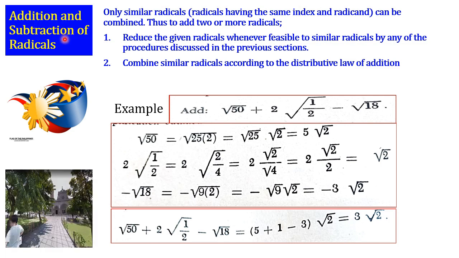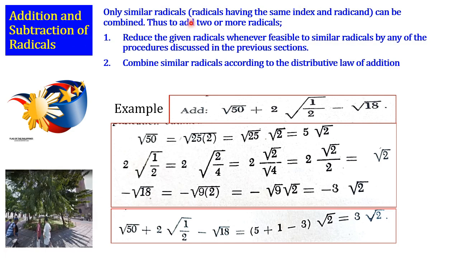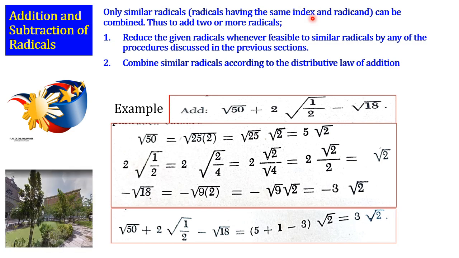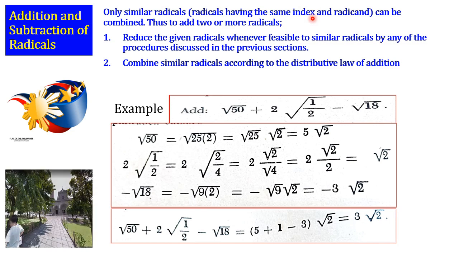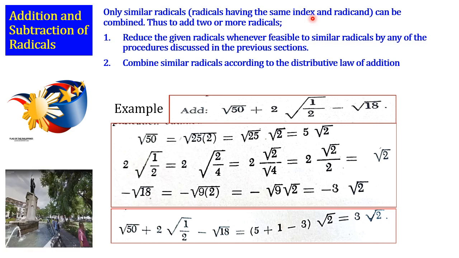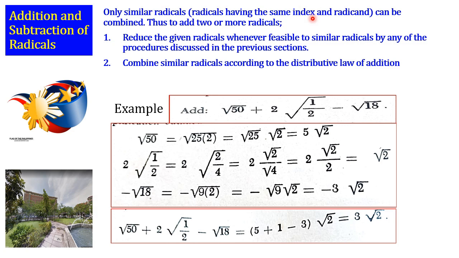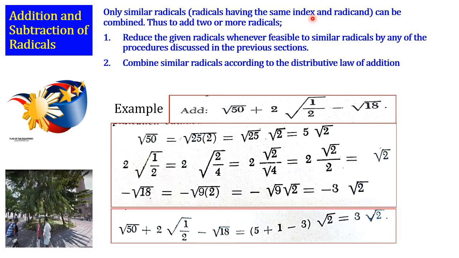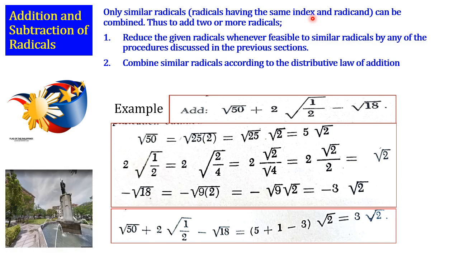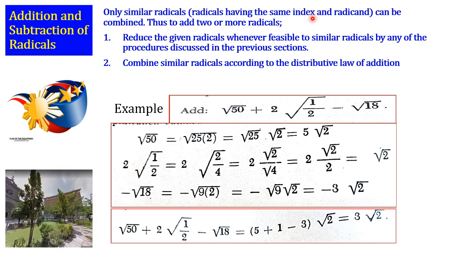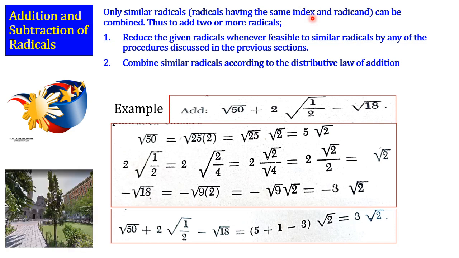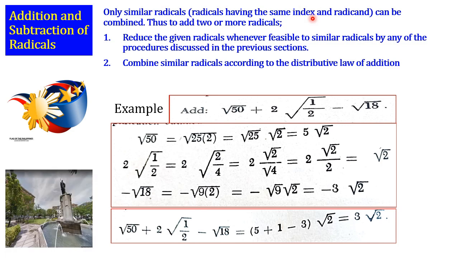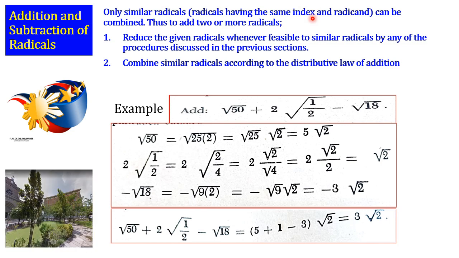Addition and subtraction of radicals. Tanging ang mga parehong radicals lamang ang maaaring i-combine. Sa madaling salita, tanging radicals lamang na may parehong base at parehong index ang maaaring i-combine. Kung kaya't narito ang mga hakbang sa pag-a-add at pagsusubtract ng mga radicals. Una, hanggang maaari ay gawing similar radicals ang given sa pamamagitan ng pagsasagawa ng mga pamamaraang nauna na nating napag-aralan sa mga nakalipas na slide.